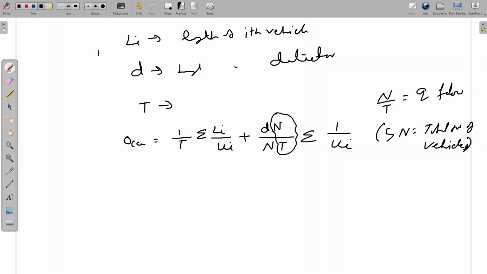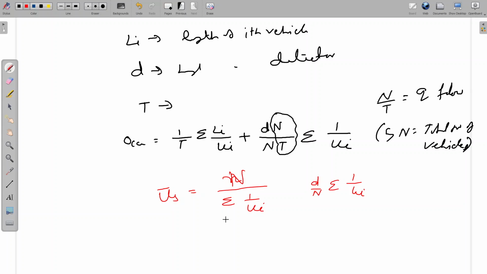Now look at the remaining part. What is the remaining part here? D by n summation of 1 upon Ui. Here, speed means we are talking about the time mean speed. Do you remember the relationship between the time mean speed and space mean speed that I told you earlier? What was that space mean speed? Space mean speed is equal to n, the total number of vehicles, divided by the sum of 1 upon Ui, where Ui is the time mean speed.